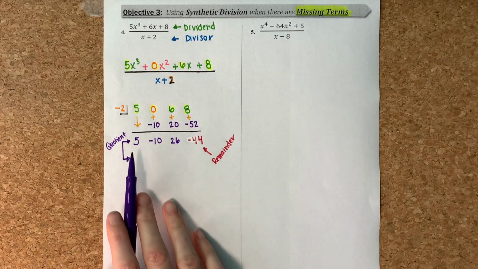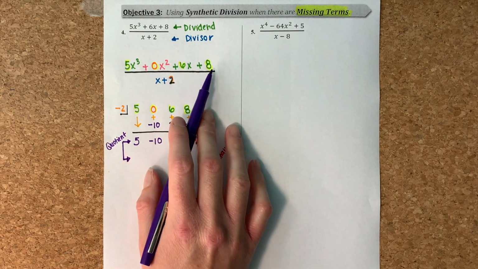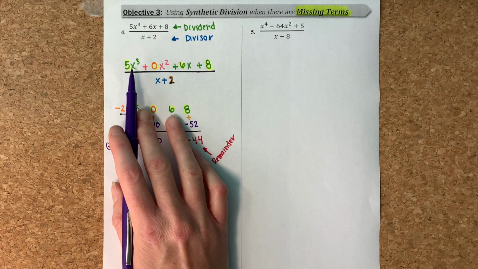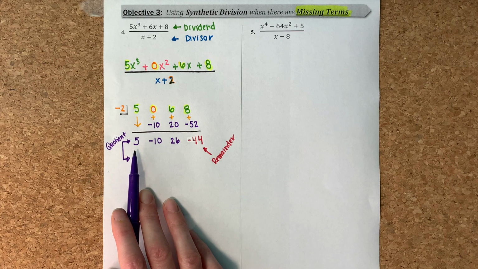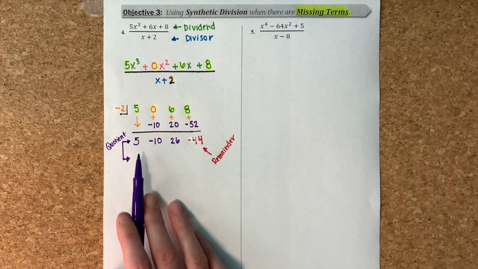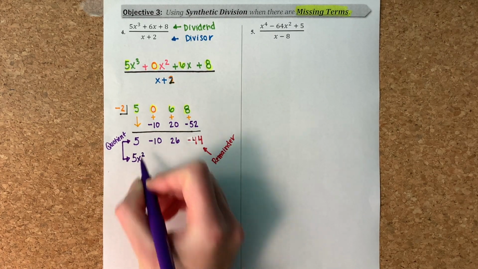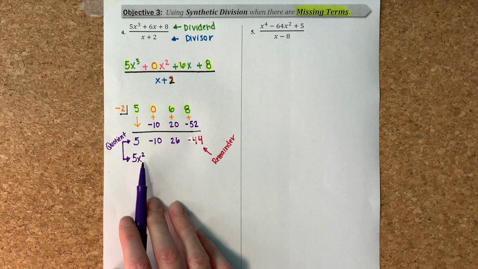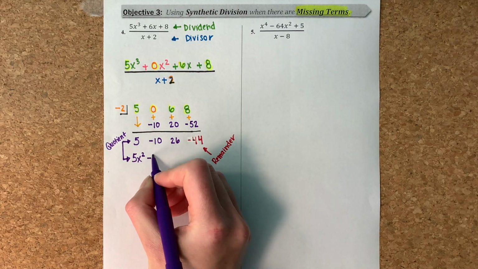To figure out our first variable, we look at our dividend, and we find the highest exponent in our dividend, which is x cubed. The variable that we attach to the 5 should have an exponent that's 1 less than 3, which would give us x squared. So I'm going to write 5x squared. And from here, the exponents just go in descending order. So we'll bring down the negative 10.